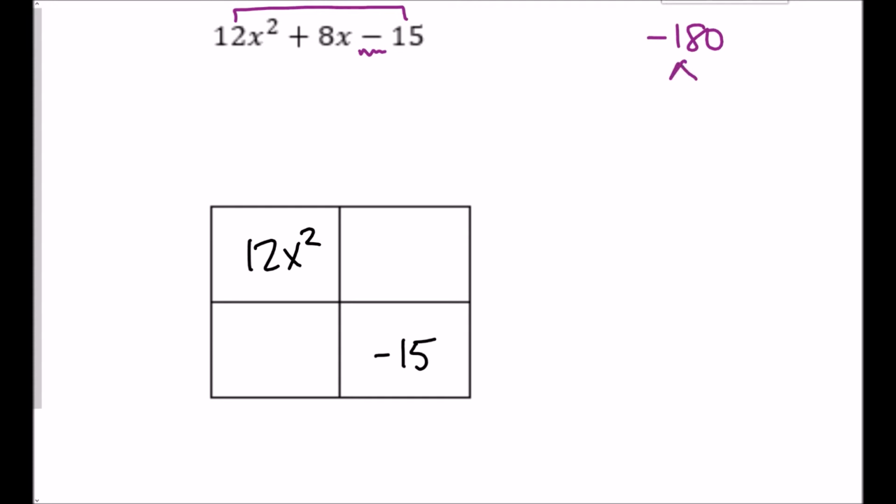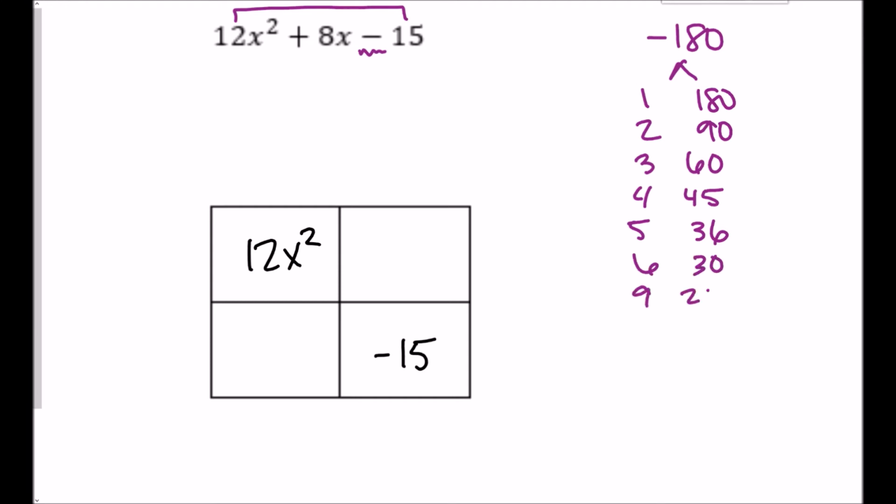So I'm going to make a factor tree. I know 1 and 180, 2 and 90, 3 and 60, still too large here, 4 and 45, 5 and 36, getting closer, 6 and 30, 9 and 20, 10 and 18. And I'm going to stop here.